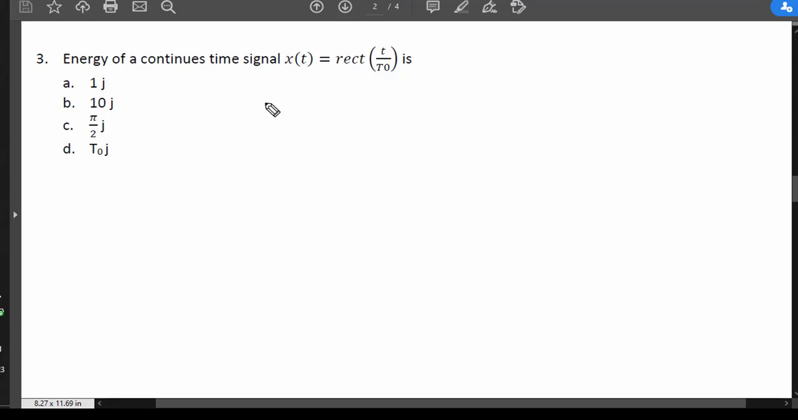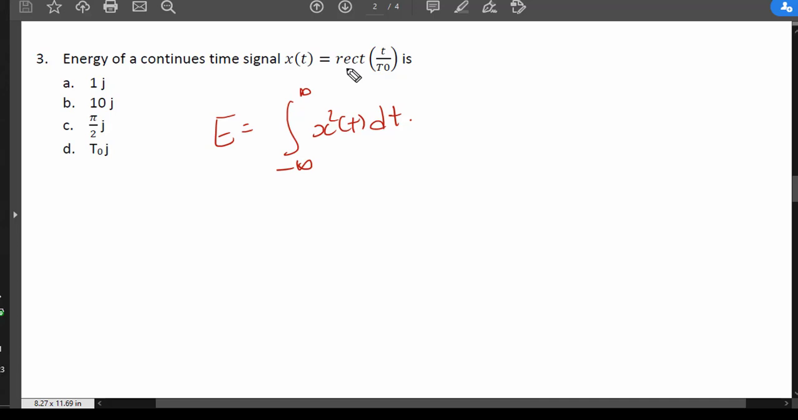Let me write the formula first. Energy of a continuous time signal is given by integrating from minus infinity to infinity x square of t dt. Square the signal and integrate with respect to the duration of our given signal. In order to integrate it, we should know what the signal is.